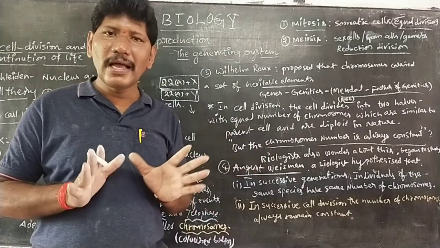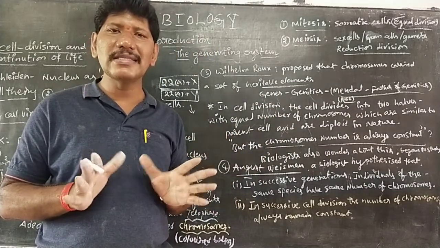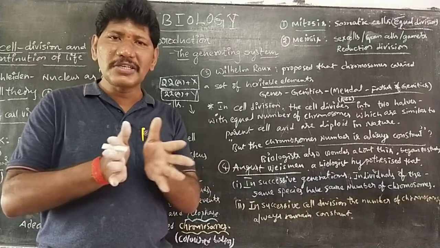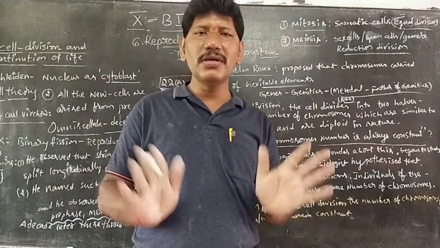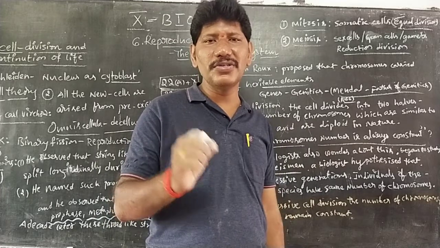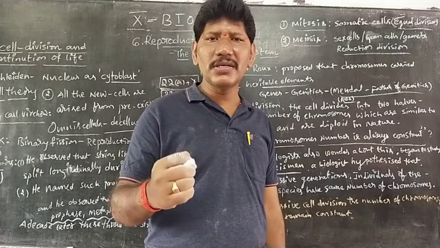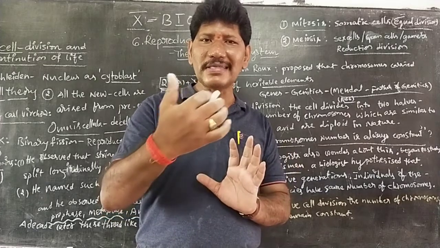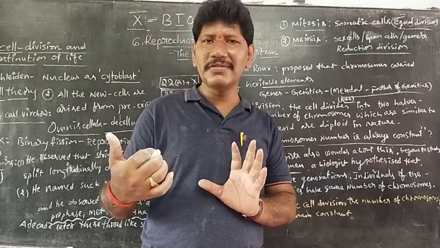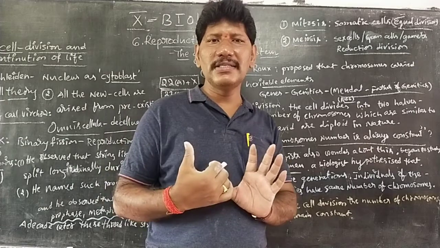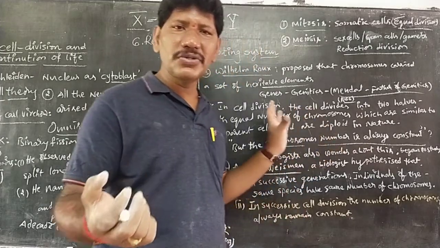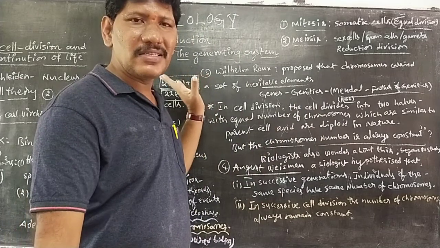How does it occur? That is called mitosis, the doubling of chromosomes, and they share the chromosomes into two equal halves. This is called mitosis. So before coming to mitosis or meiosis, the cell division process, first we have to go through the history of cell division, the contributions of the different scientists who played a vital role in the continuation of life by the cell division process.